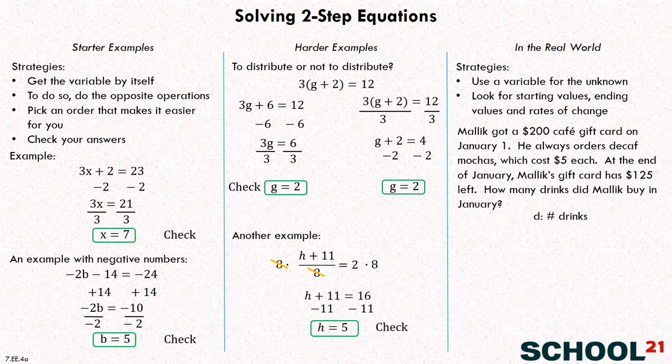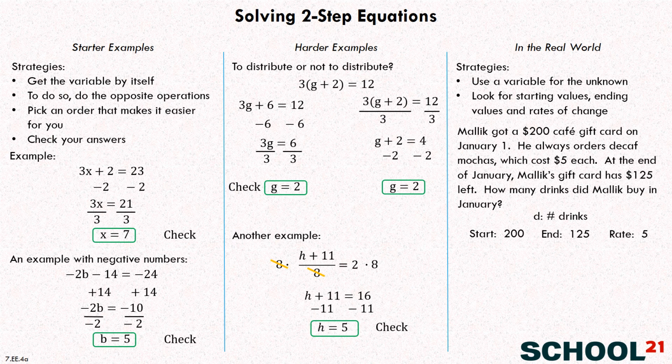Okay, now remember our other strategies here. We want starting values, ending values, and rates of change. So what was our starting value here? Yeah, that's right. It was $200, how much the gift card started with. So let's go ahead and write that down. And then what was our ending value? Yeah, 125 there. So that's our ending value. And what's our rate of change? Now, when we say rate of change, we mean for each thing that happens, like each drink that's bought, we want to know how much the balance on the gift card changes. And you can see from right here, the rate of change is 5. So we can write that as well.